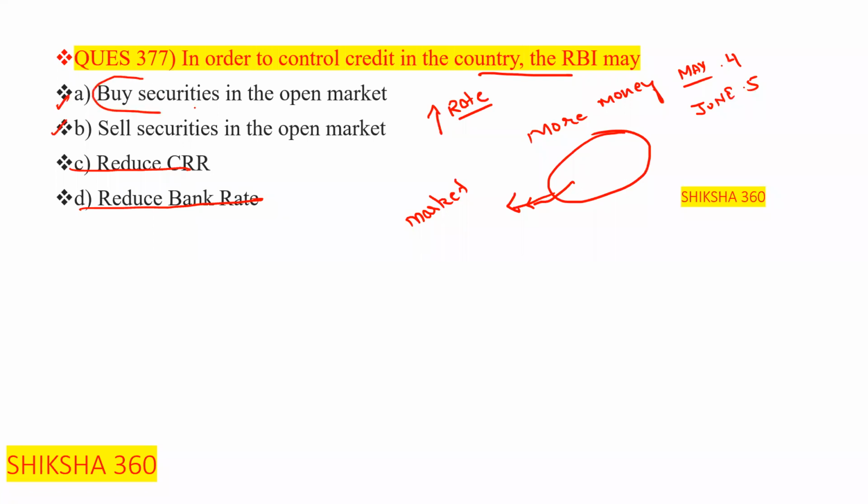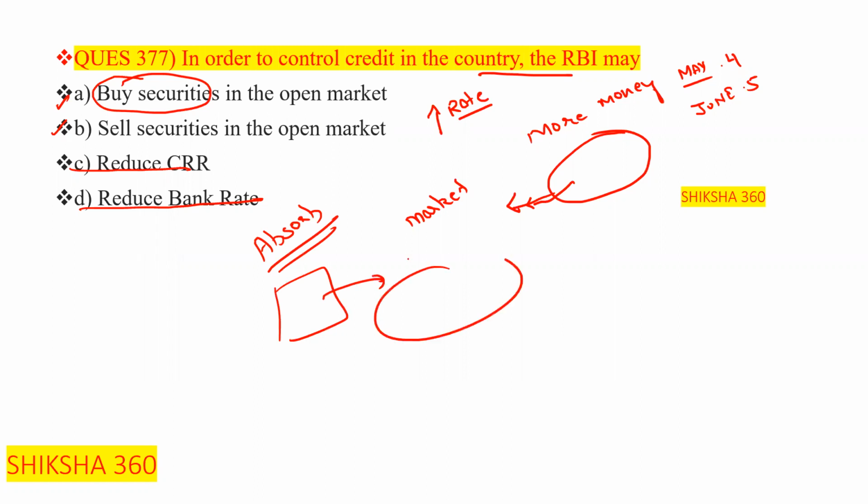If RBI buys securities from the market, buy securities in the open market, it means that they will give money to the market. So this is not the one. What they want to do here is absorb money. How do they want to absorb money? They will sell securities in the open market.